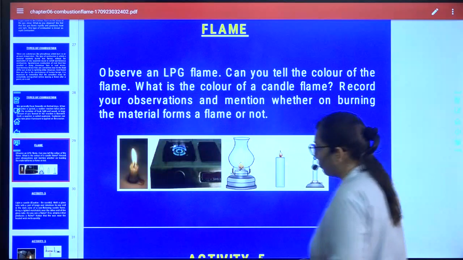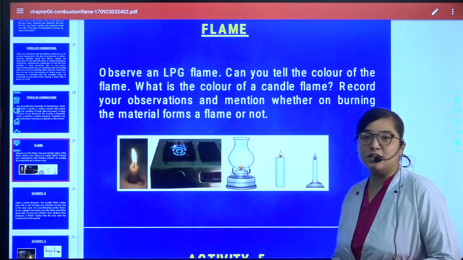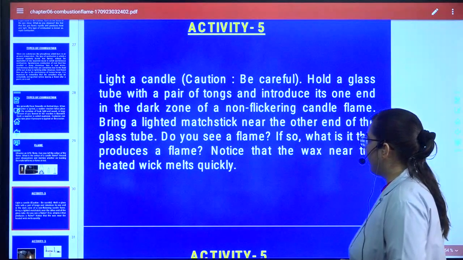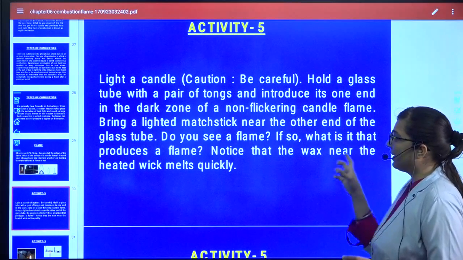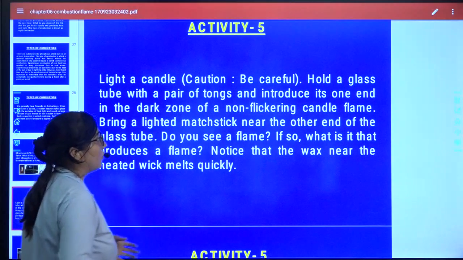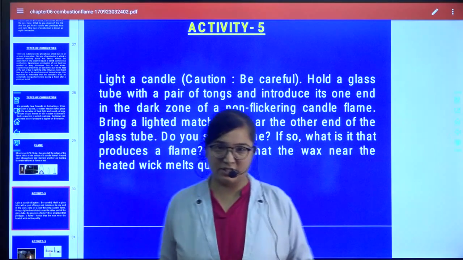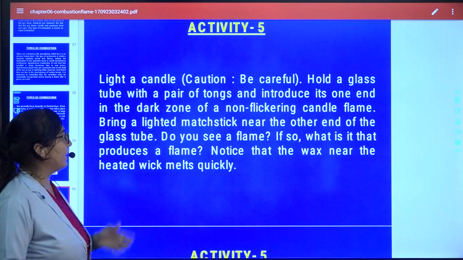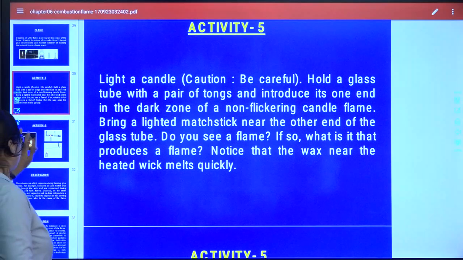Observe the LPG flame, it is blue, while observe the color of the candle flame, and you will see that it is different. You have a very small activity that you can try out. Hold a glass tube with a pair of tongs and introduce one of the ends into the dark zone of a non-flickering candle flame. Dark zone means where no combustion is being carried out. Over there, bring the lighted matchstick near the other end and observe what you will see.